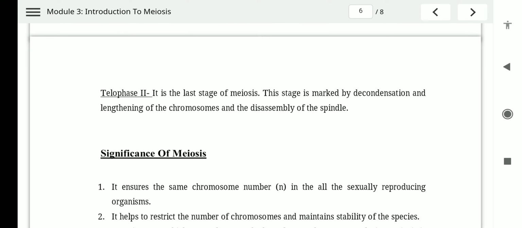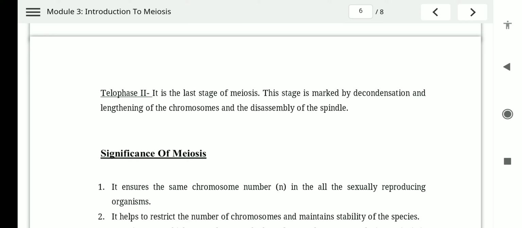This stage is marked by decondensation and lengthening of the chromosome and disassembly of the spindle. So here what happened? Spindle fibers disappear, formation of the nuclear membrane begins, the nucleolus reappears, and the chromosomes become short and thick, and chromosomes convert into chromatin. So similar to the first phase, it is just opposite to the first phase. Telophase is just the opposite of prophase.